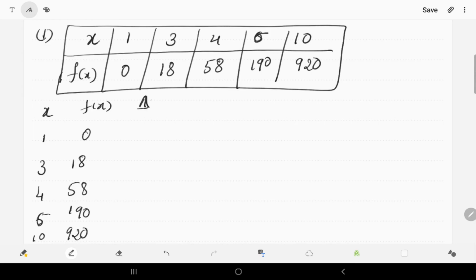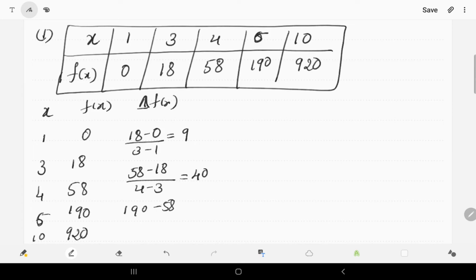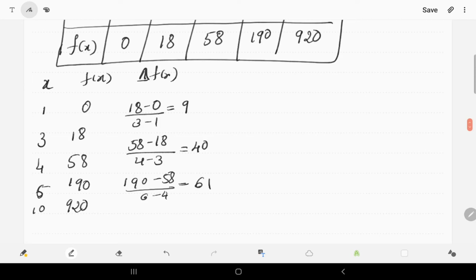The first divided difference is given by 18 minus 0 divided by 3 minus 1, that is equal to 9. 58 minus 18 divided by 4 minus 3, that is equal to 40. 190 minus 58 divided by 6 minus 4, that is equal to 61. And 920 minus 190 divided by 10 minus 6, that is equal to 182.5. This is the first divided difference.